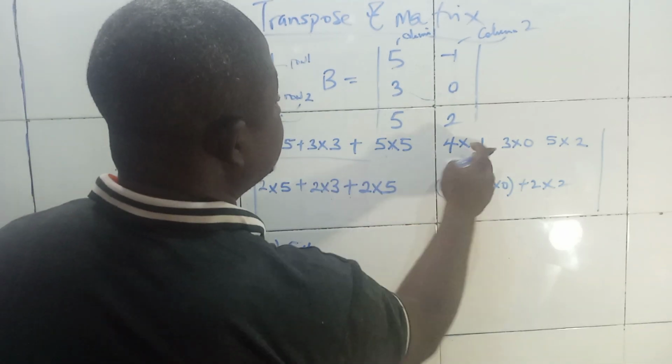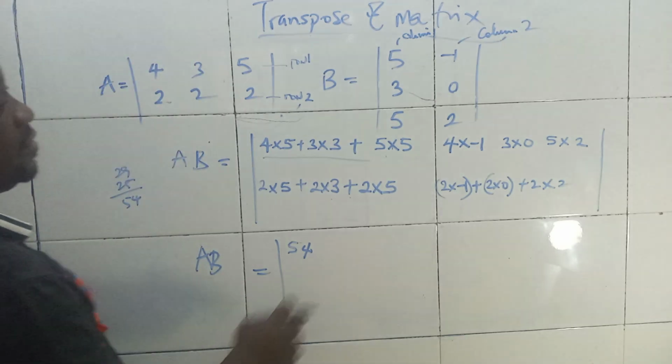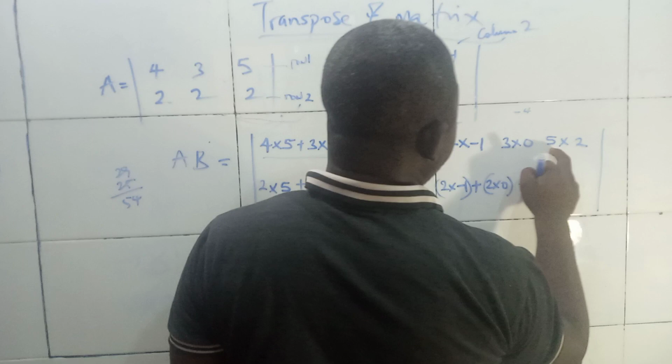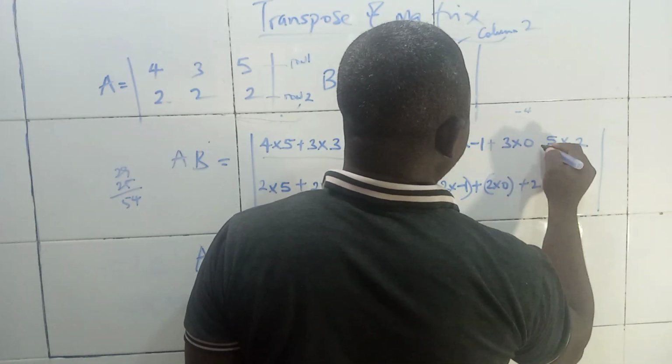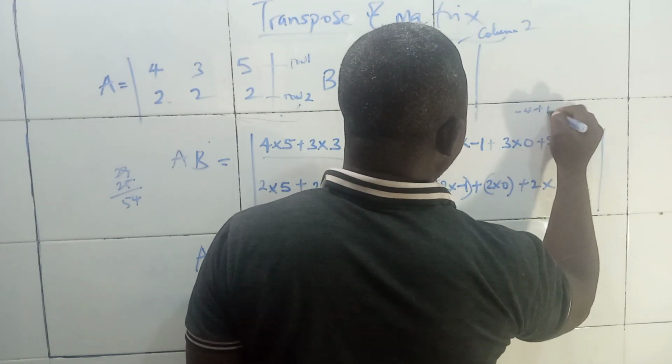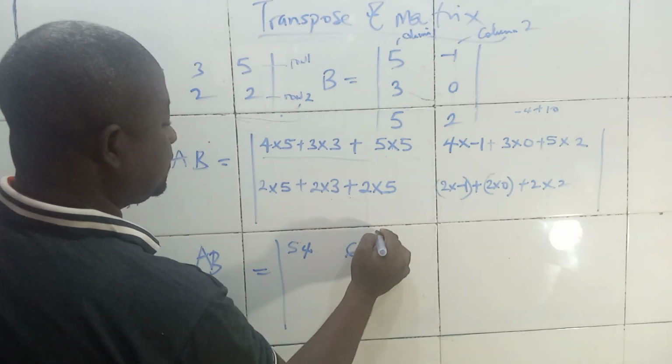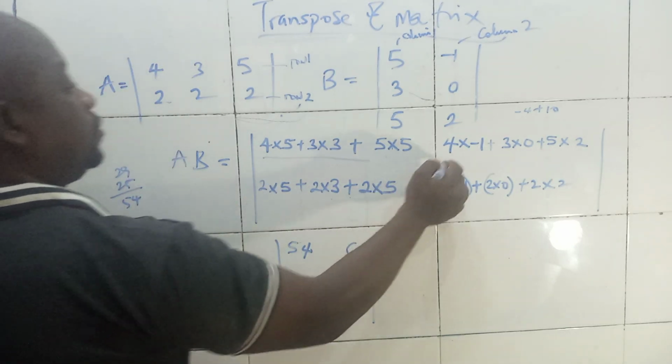Then we have done this one. Come to this one. 4 times minus 1, that's minus 4. 3 times 0, that's 0. 5 times 2, that's 10. Minus 4 plus 10, so that is 6. So this one is 6. Then we have solved this.